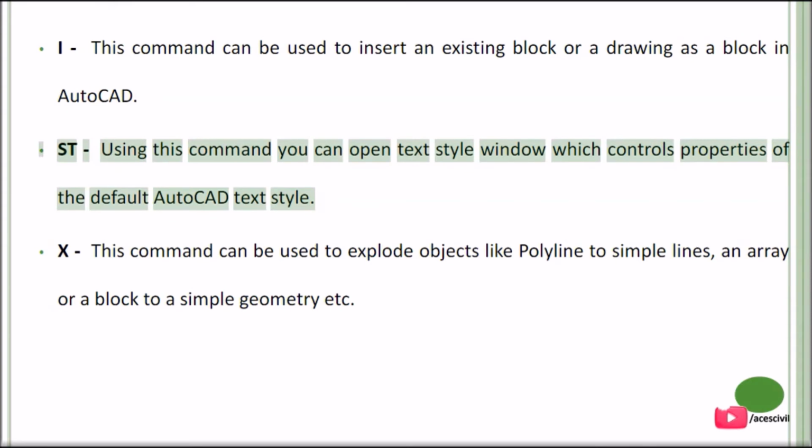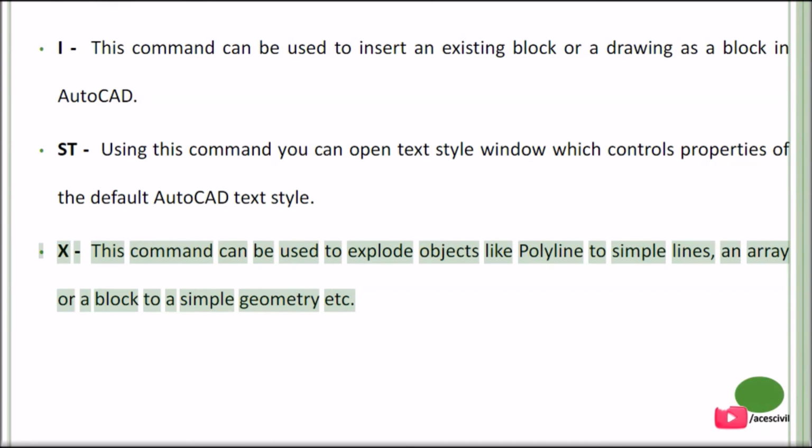Using this command you can open text style window which controls properties of the default AutoCAD text style. This command can be used to explode objects like polyline to simple lines, an array, or a block to a simple geometry, etc.